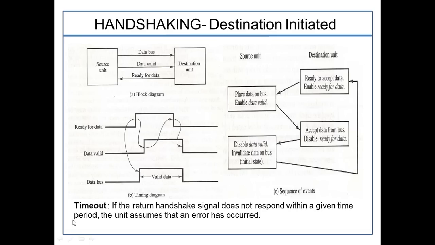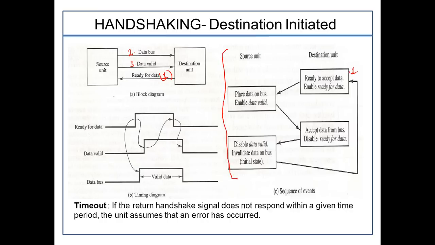In the same way, the destination initiated handshaking will also work. Here, the first point is that the ready for data signal is to be initiated by the destination. Only then will the data be placed on the data bus and the data valid signal be sent. So this is how the communication will take place.